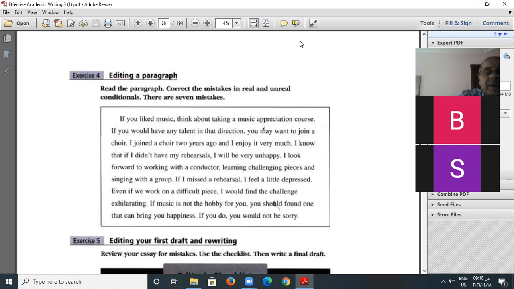And here we are talking about I joined. Scroll up. I joined a choir 2 years ago and I enjoyed it very much. Are we talking about the past or not? Right. I joined a choir 2 years ago and I enjoyed it very much. So here we are talking about the past, which is an unreal conditional. We also used the one after it here. We said if I didn't have a rehearsal, I would be very unhappy.